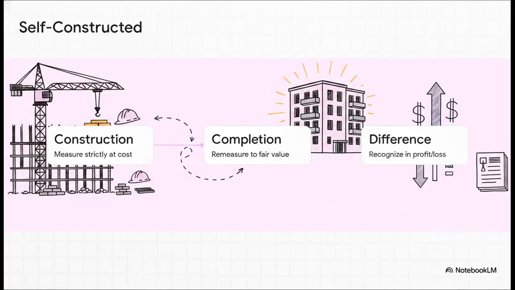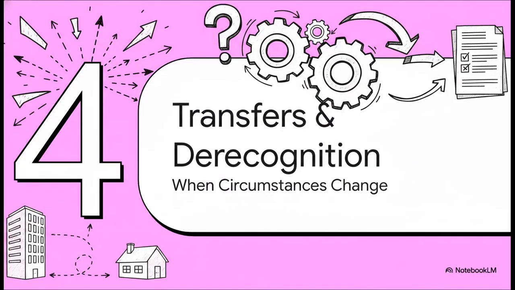Now, if you're constructing the investment property yourself and you've elected to use the fair value model, you've got a specific 3-step journey. Step 1, while the cranes are moving and construction's happening, you measure it strictly at cost. Step 2, the exact moment it's completed, you remeasure it to its fair value. And Step 3, any difference between that construction cost and the new fair value, you immediately recognize that in profit or loss.